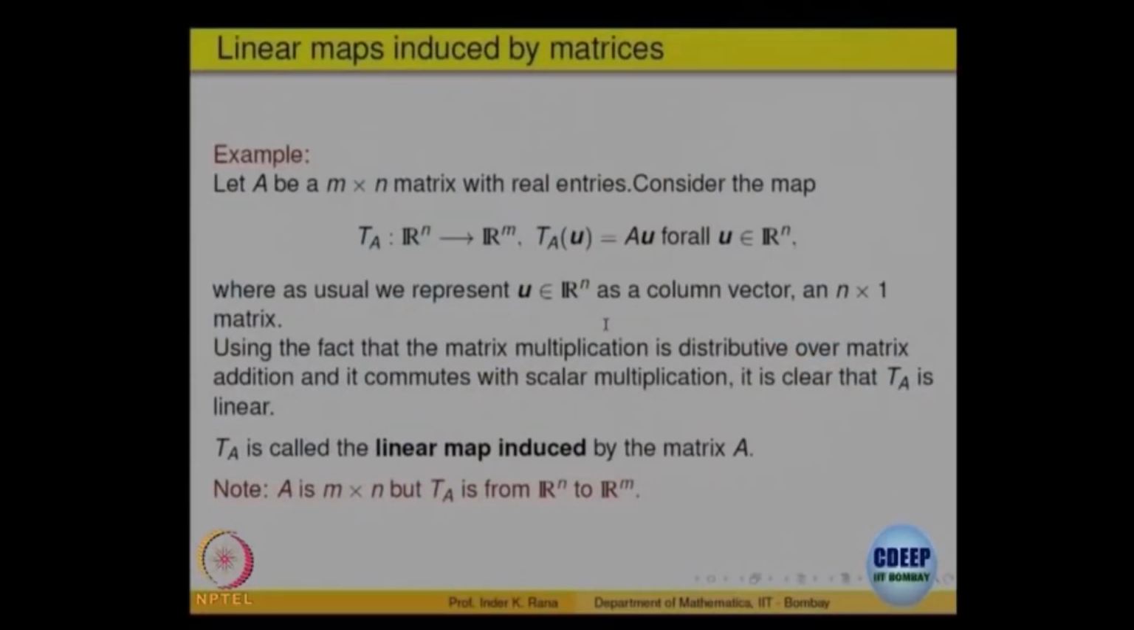So, every matrix of order m cross n gives you a linear map not from R m to R n, but from R n to R m. So, keep that in mind. Note A is m cross n, but T A is from R n to R m. Now we want to look at some particular cases of this. We will take a special matrix and see what effect happens. So, let us look at that.